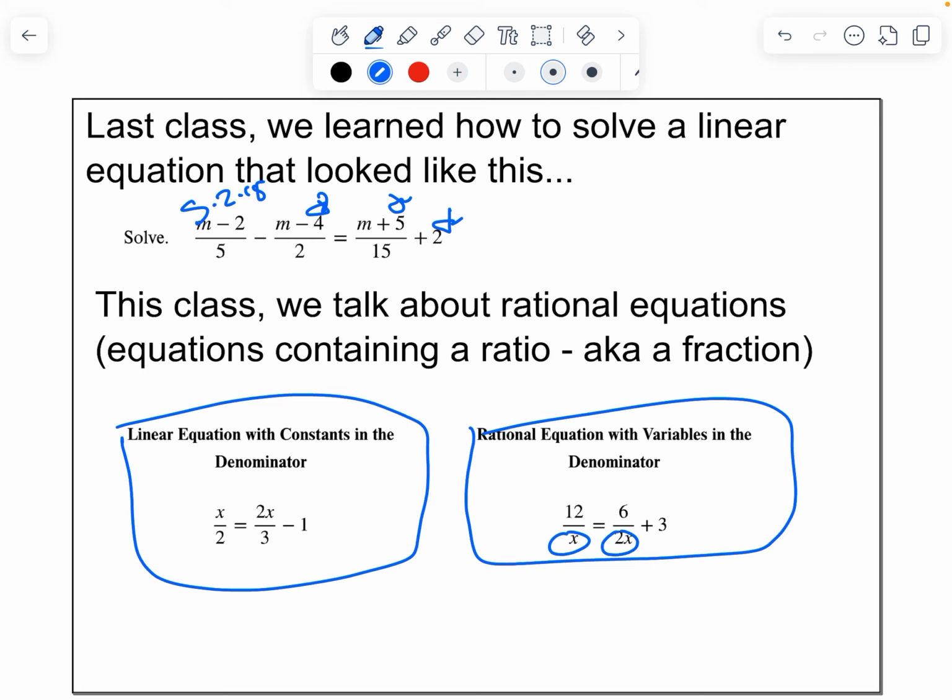And so we do have to pay attention to that, because you remember there's one major rule in math, that you can never divide by 0. And so with rational equations, there is the chance that x is something that makes the bottom 0. If we make the bottom 0, then we've broken a rule of math. And so we have to pay attention to that.